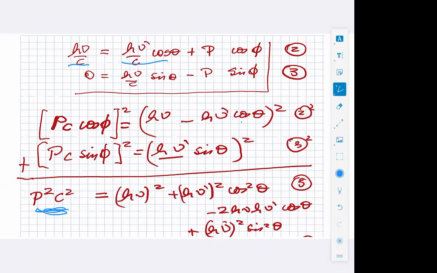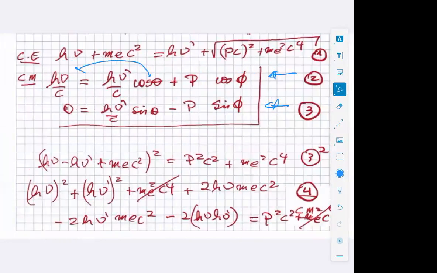Theta has to do with the photon, so I'm not going to fight with that. I'm going to keep theta, and I'm going to keep h nu and h nu prime in my equation, because those are the initial energy, the final energy and the angle of the photon. So those I have to keep.